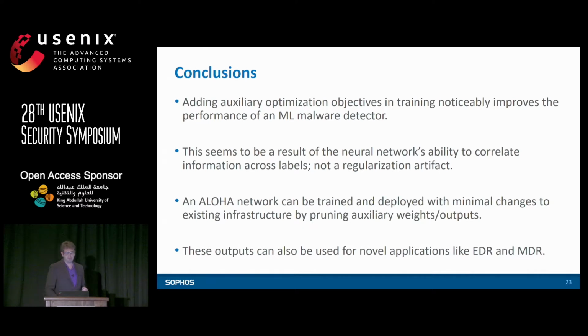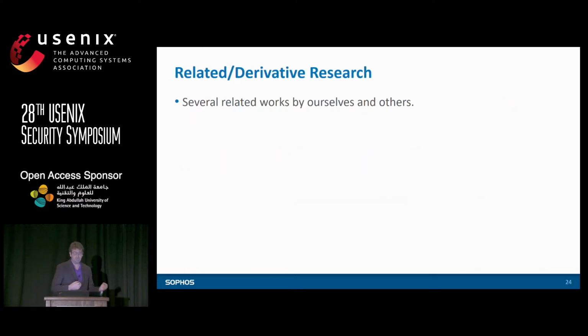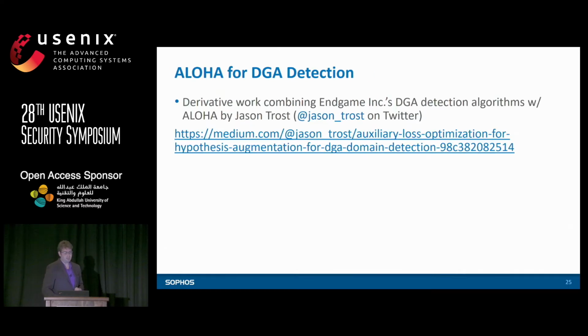So before taking Q&A, I just wanted to point you towards several derivative works and related research works by both our own group, but also by others as well. So actually, I came across a blog post a few weeks ago by this fellow, Jason Trost, who took our ALOHA scheme and employed it for domain generation algorithm detection. It's a very good piece of work.